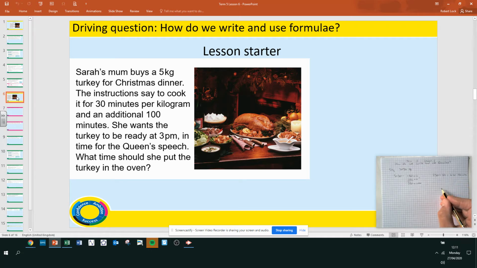Now Sarah's mum wants the bird to be ready at 3 p.m. 4 hours back from 3 p.m. So 1, 2, 3, 4. The first one will be 2 p.m., 1 p.m., 12 noon, 11 a.m. 10 minutes before 11 a.m. is when you need to put the bird in. 10 minutes before 11 a.m. is 10:50 or 10 to 11. So the bird needs to go in at 10:50 a.m.